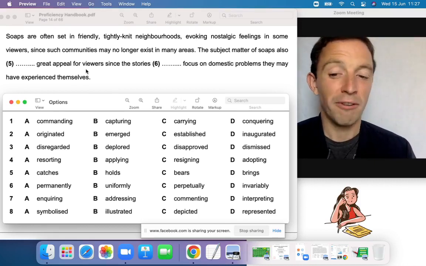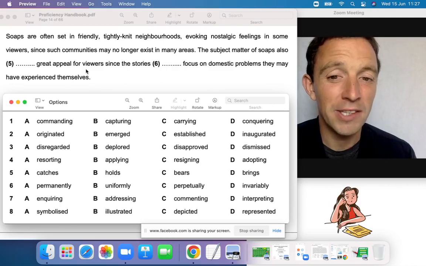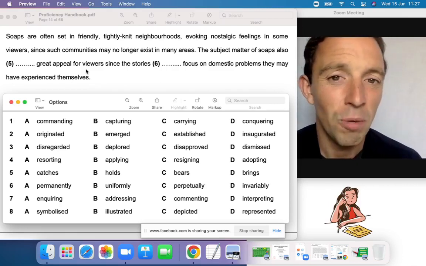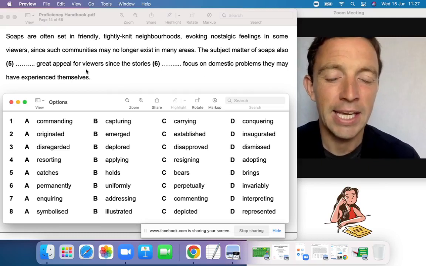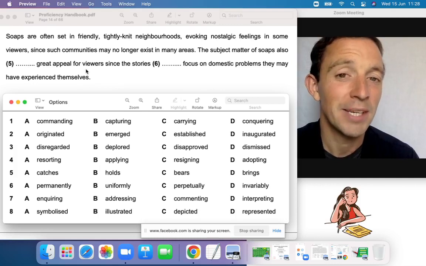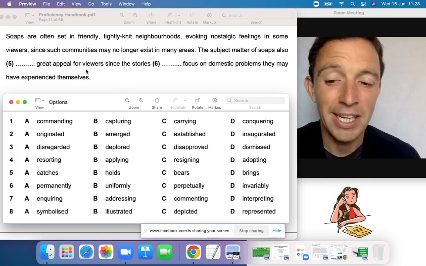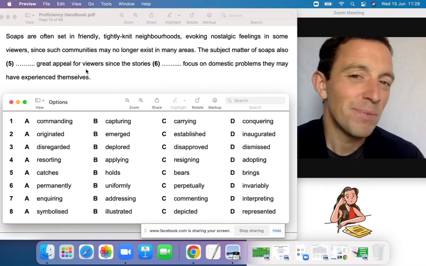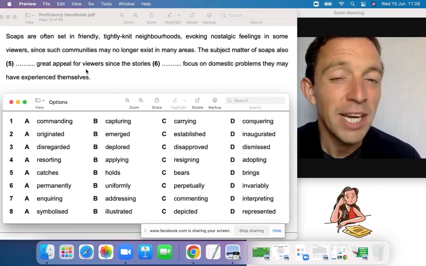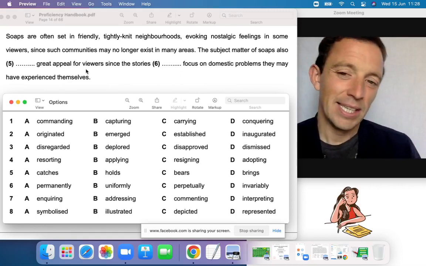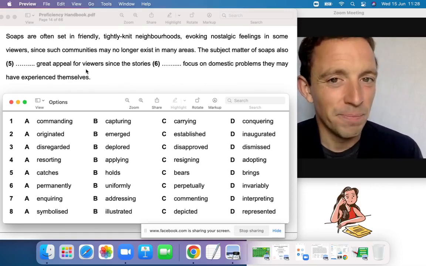So this is tricky for sure because permanently means constantly, and arguably in the soap opera, the stories always focus on domestic problems. So permanently is definitely a good candidate. Uniformly, not really. It does not fit really well here. Uniform is something you wear or something that's the same. So it's understandable, but it's not comfortable.